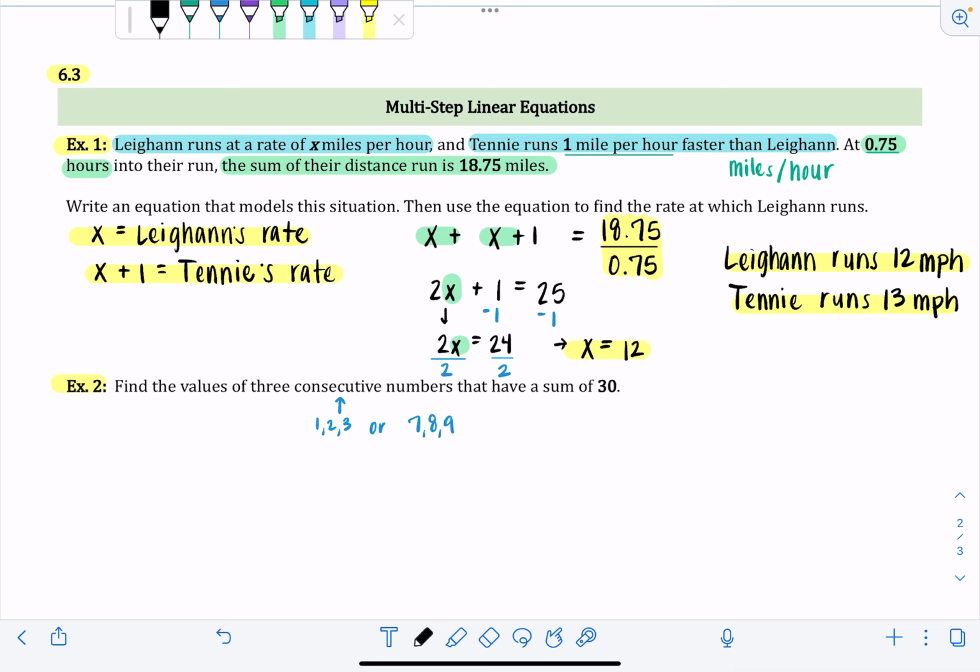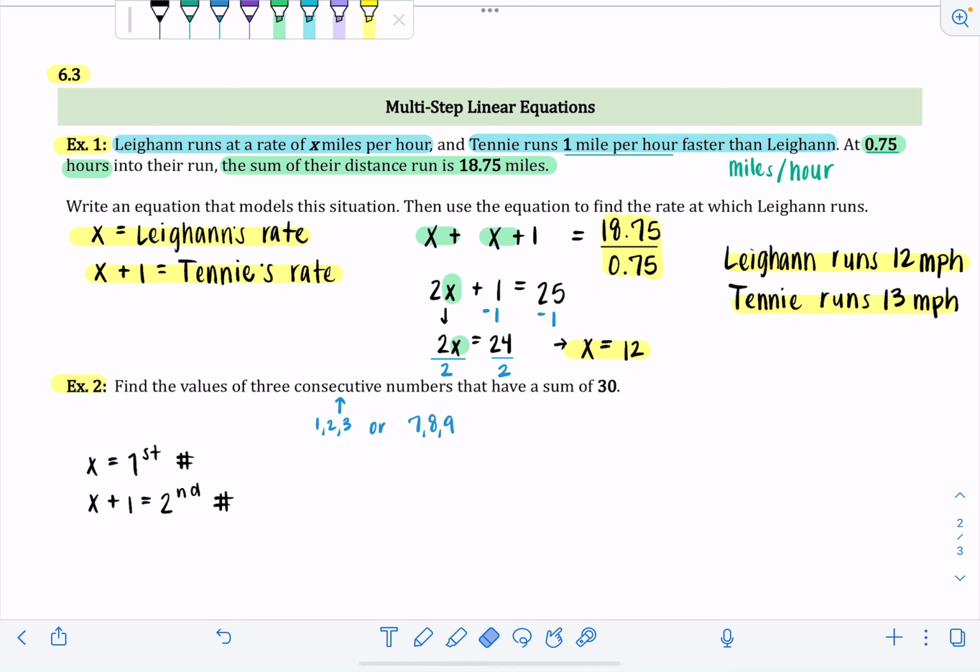So when I'm defining my variable, I just need to start with the first number. So I'll say x is my first number. And then I don't need to say y is my second number. I can just say x plus 1 would give me my second number. Because if I'm going from 1 to 2, I just need to add 1. Or if I'm going from 7 to 8, I'm just adding 1. And that's always the case for 2 consecutive numbers.